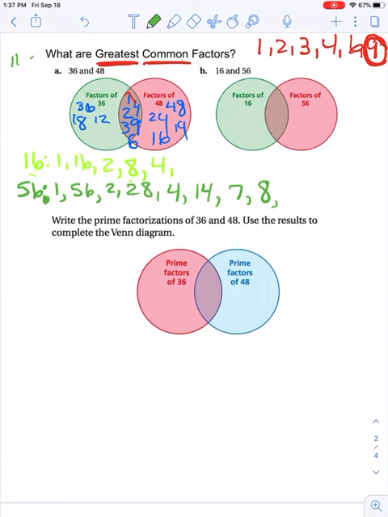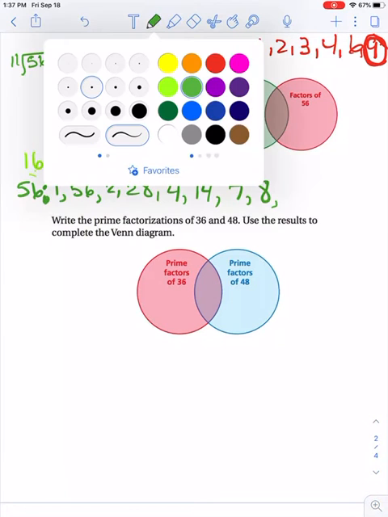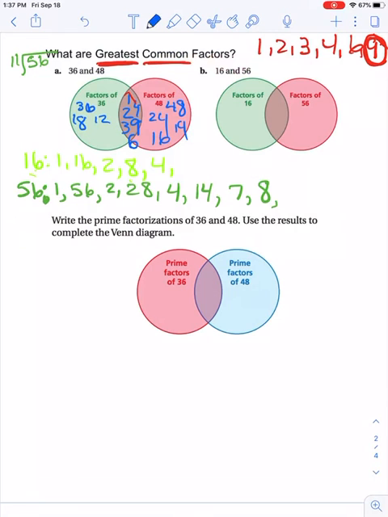11, can you put 11 into 56 evenly? Is 56 divisible by 11? It is not, so not 11. These are all the factors of 56. So now we're going to put them in our Venn diagram, just like we did before.